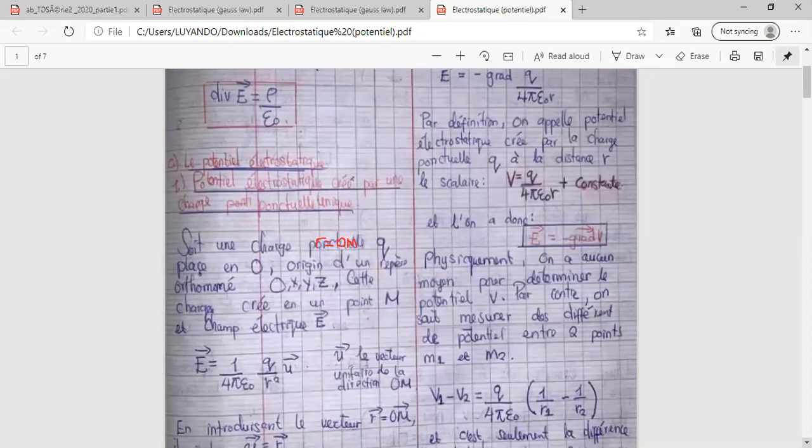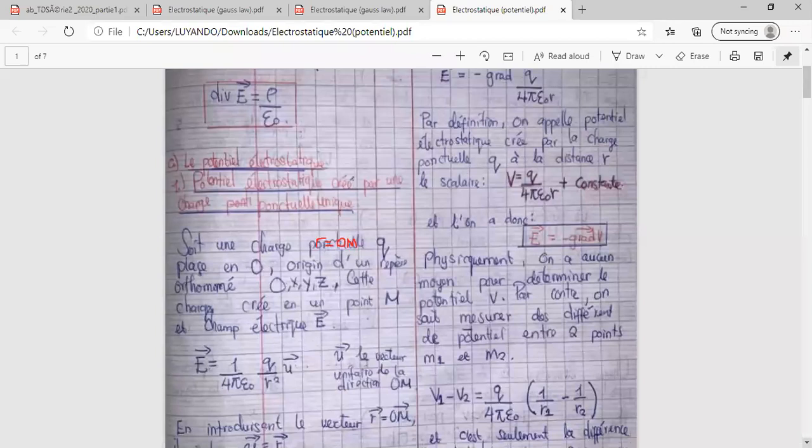Okay, so we move. Yeah, so physiquement, on a aucun moyen pour déterminer les potentiels V. Par contre, on sait mesurer des différences de potentiels entre deux points M1 et M2. So they're saying physically you cannot really determine the potential, but from physical measurement you can measure the difference in potential between two points. So the difference in potential between 2 points, yes.